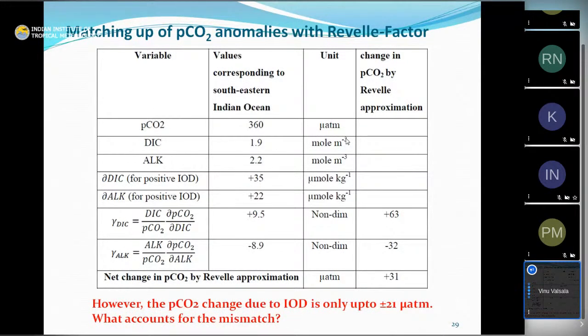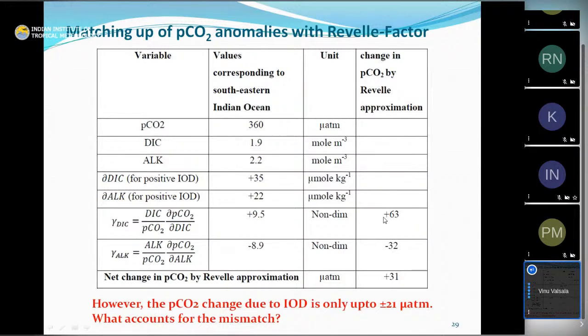So Revelle factors are nothing but a sensitivity index: for a given change in the carbon concentration or alkalinity concentration, how much PCO2 is going to change. When we calculated for the Southeastern Tropical Indian Ocean, for a mean PCO2 of 360, DIC of 1.9 mol per meter cube and alkalinity of 2.2 mol per meter cube, and a delta DIC of 35 micromole per kilogram and a delta alkalinity of 22 micromole per kilogram, we expect a PCO2 change of plus 63 due to DIC and minus 32 due to alkalinity.